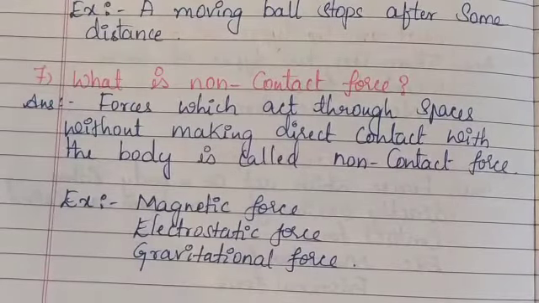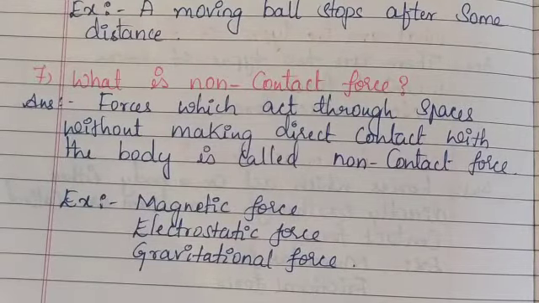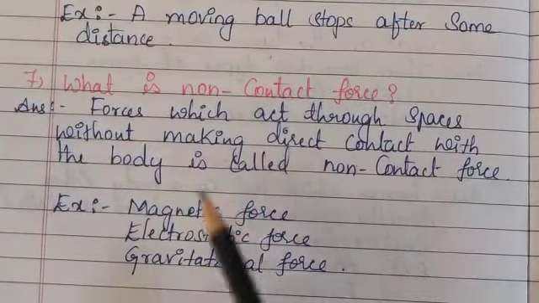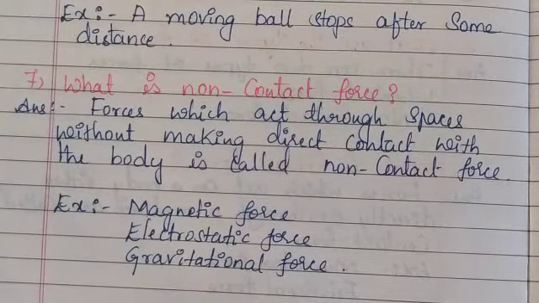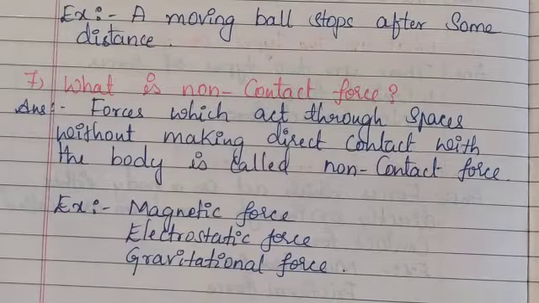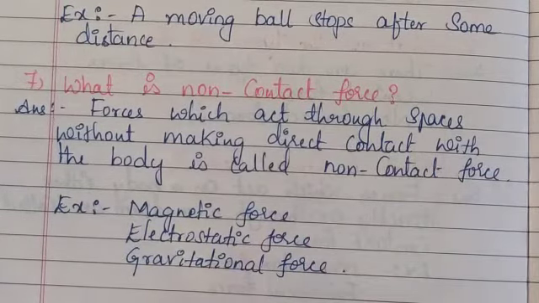Next, what are non-contact forces? A non-contact force is a force which acts through space without making direct contact with the body. There is no contact between the bodies, but still some type of force acts. That type of force is called non-contact force. Examples are magnetic force, electrostatic force and gravitational force. Magnetic force is when a magnet is kept and a magnetic material, for example an iron nail, is kept near it; even without being in contact, they will attract. That is an example of magnetic force.